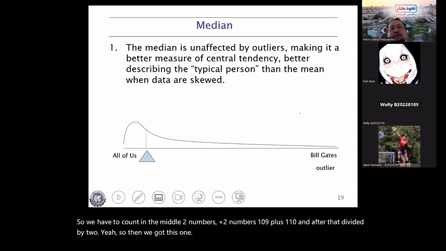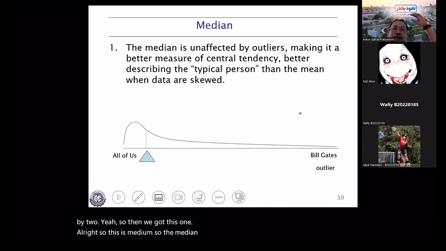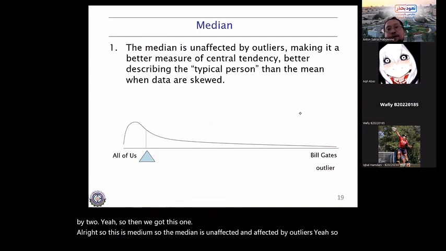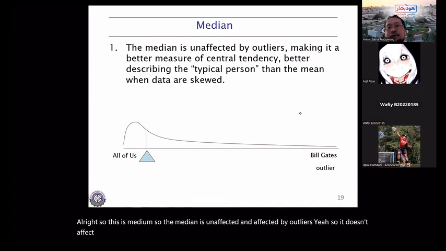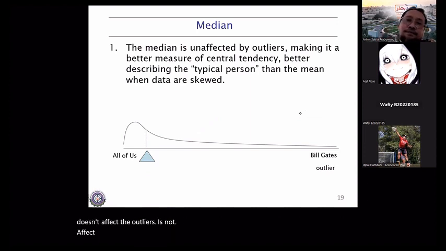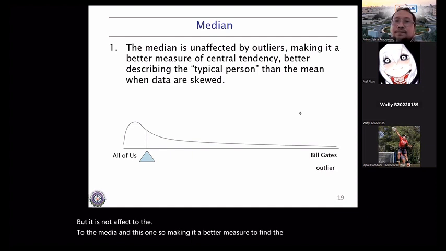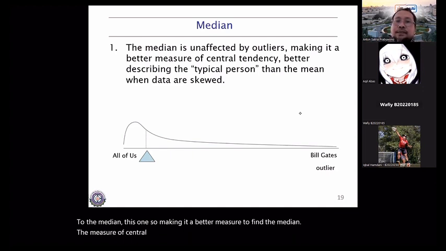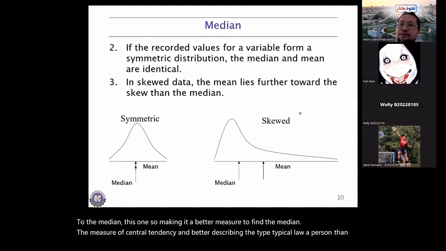So the median is unaffected by outliers. It is not affected. Outliers do not affect the median, making it a better measure of central tendency, and better describing the typical person than the mean when the data is skewed.